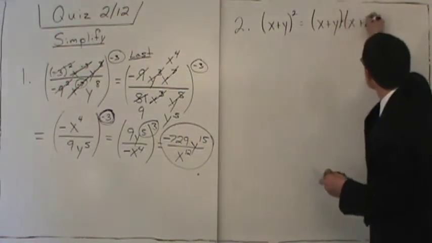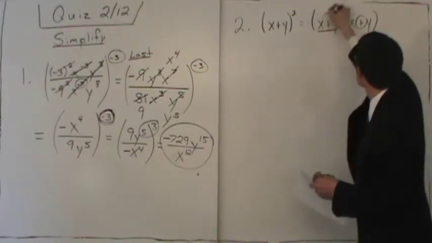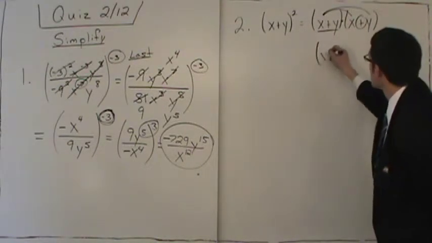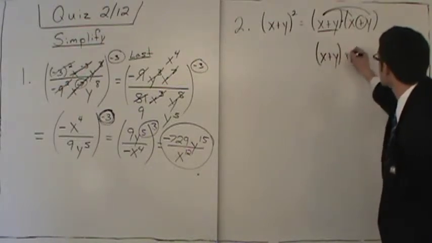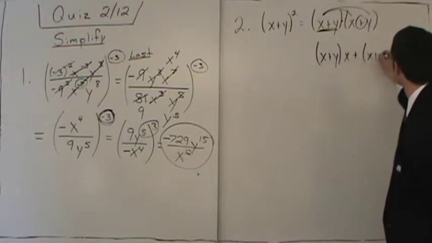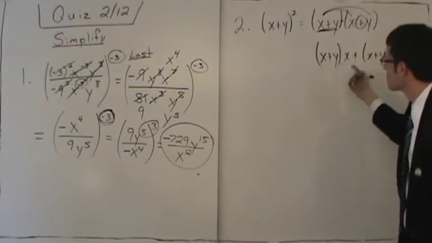And when multiplication meets addition, we use what? Distributive property. So we're going to underline the x plus y, and we will distribute. So we have quantity x plus y times x, plus quantity x plus y times y. And again, this is not familiar to our eyes.